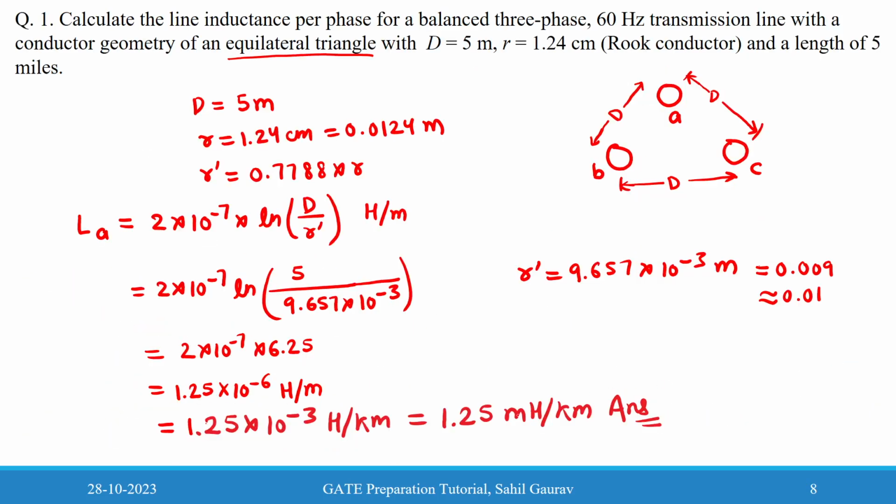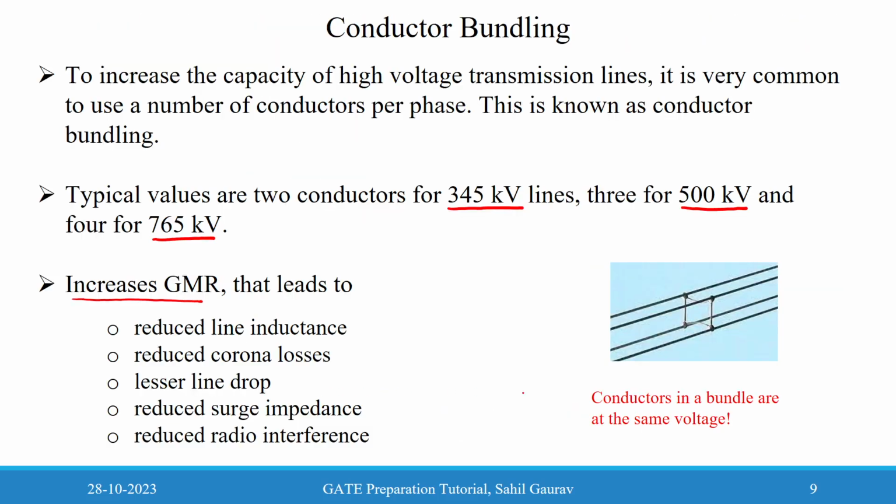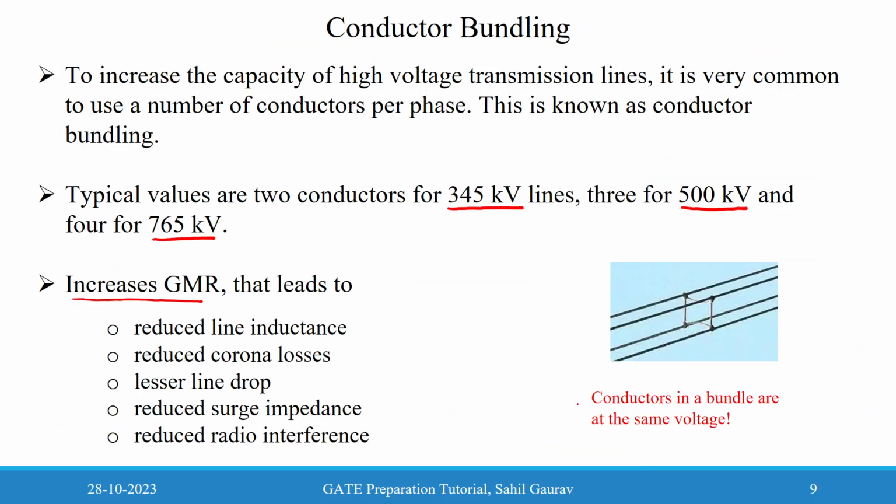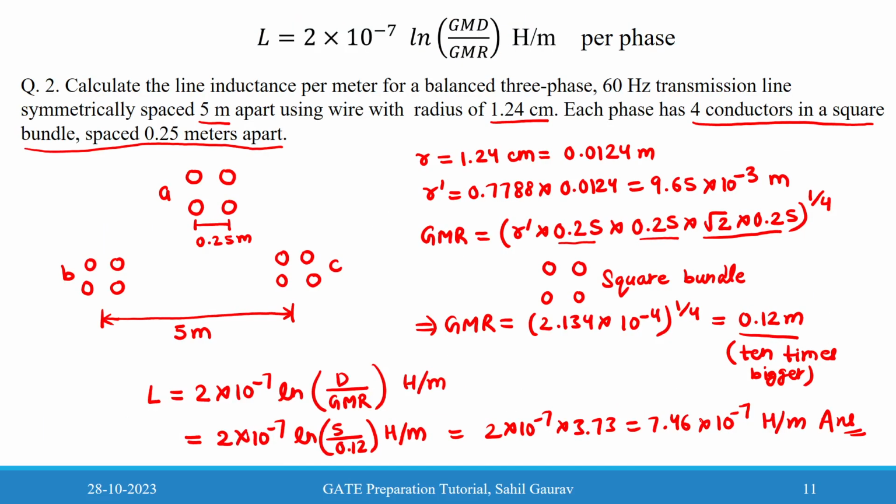In the previous case we got 1.25 into 10 to the power minus 6. Here, see how much it changes. Sorry, inductance will reduce. GMR will increase, because GMR is on the denominator side, so inductance will reduce. So it reduces from the previous case by bundling conductors. Any doubt in this problem?